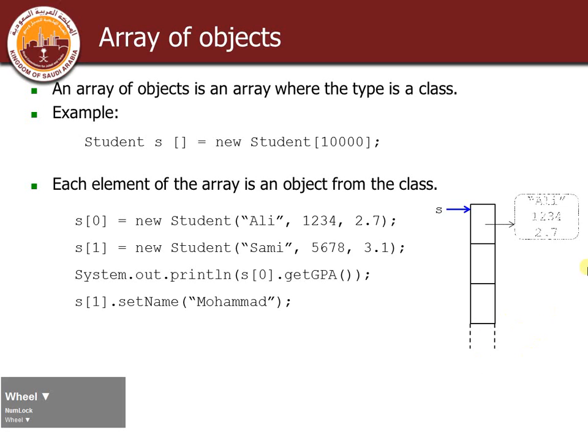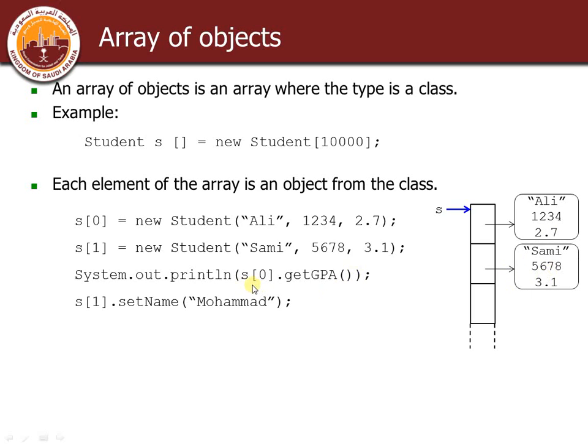And in each of those, it has the instance values, which are the name, ID, and GPA, if you remember. So each one of them will have the same thing. And if I'd like to access one of those, as you can notice, S0.getGPA will display what? Well, which GPA?